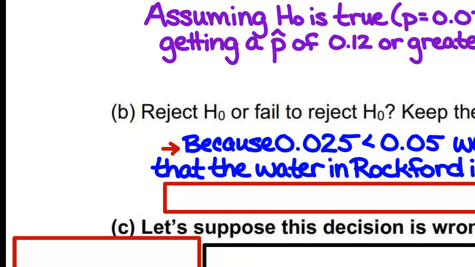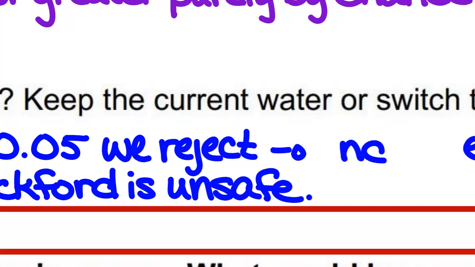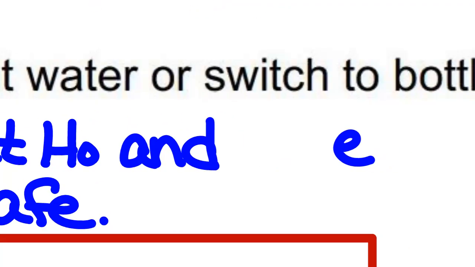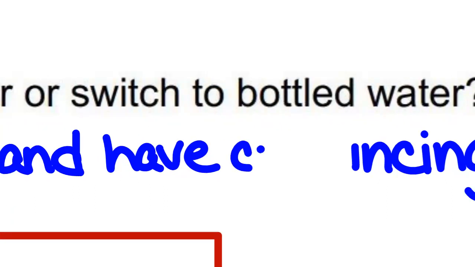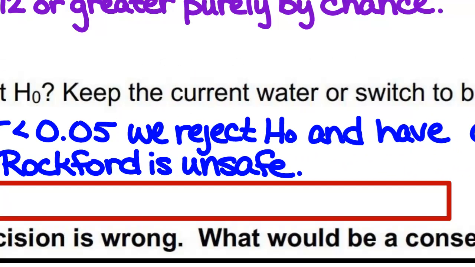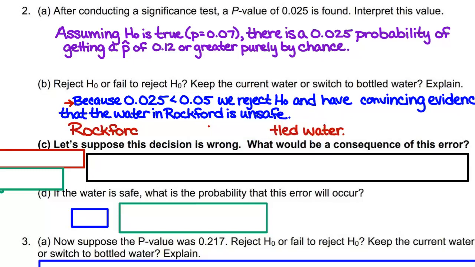Because 0.025 is less than 0.05, we reject the null hypothesis and have convincing evidence that water in Rockford is unsafe. So Rockford should switch to bottled water.